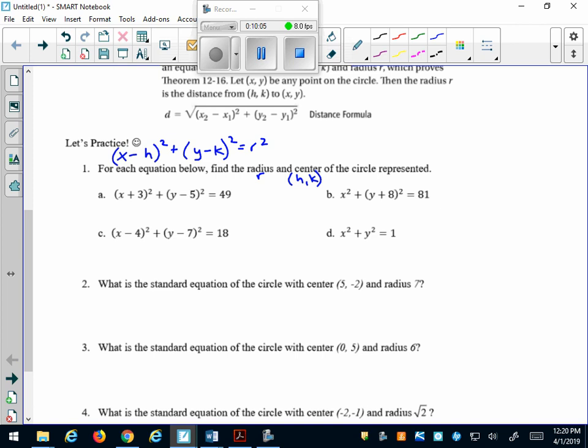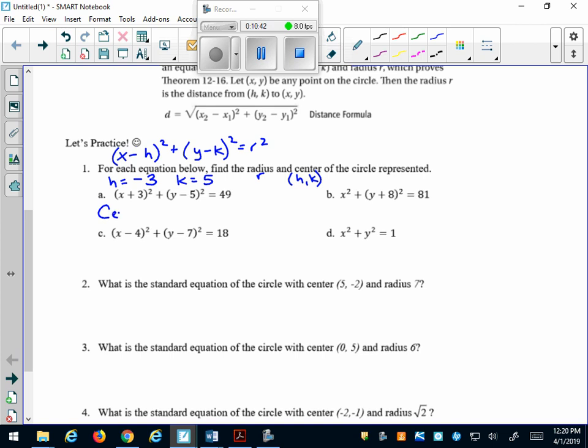Well, if the equation says x plus 3, and our formula said x minus h, then what must h be? -3, right? Because if x minus h turns into an x plus 3, then h must have been a -3. X minus a -3 would turn into x plus 3. You see that? Okay. What's k? +5, because it's y minus k, y minus 5.